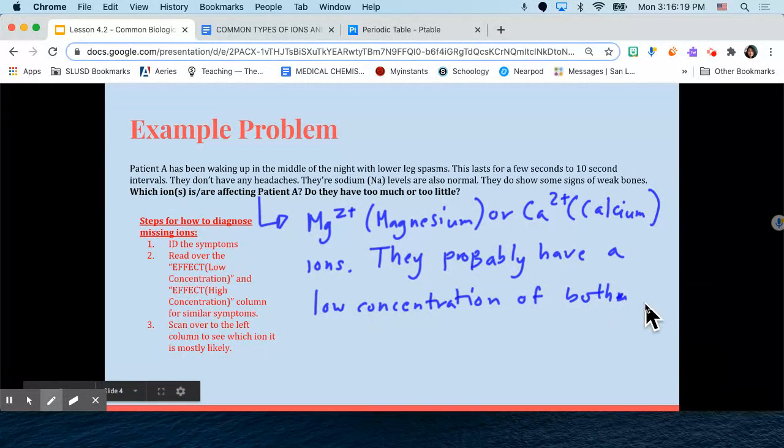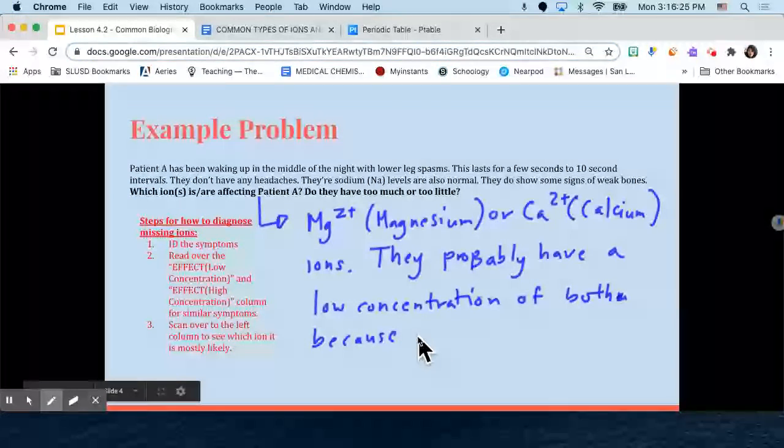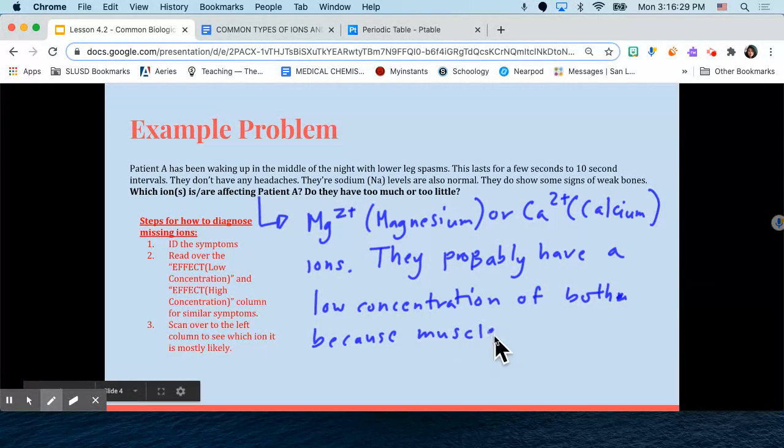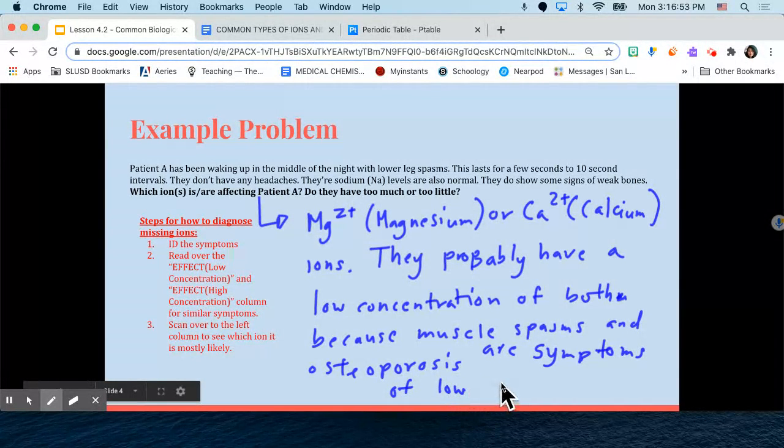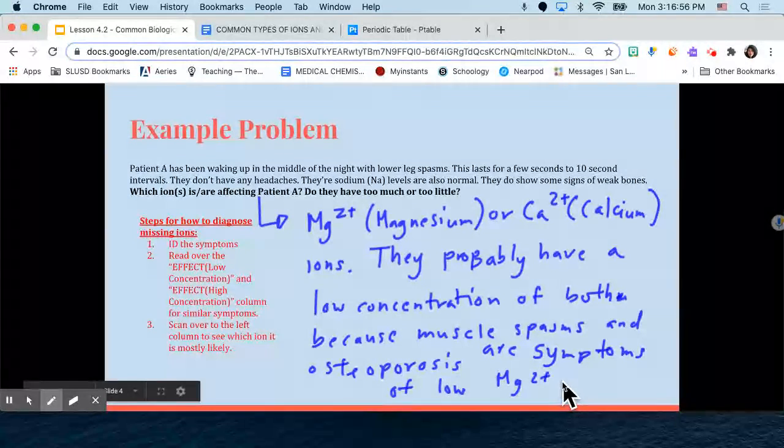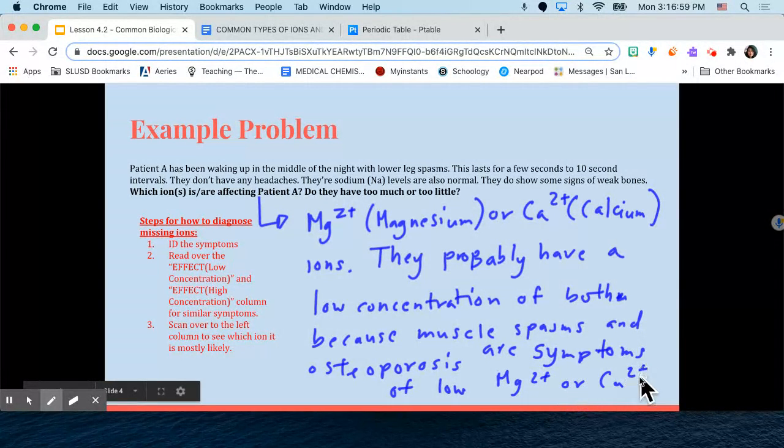Excuse this little mistake there, just ignore that. Because muscle spasms and osteoporosis are symptoms of low magnesium or calcium. I'm just going to write these two versions in shorthand.